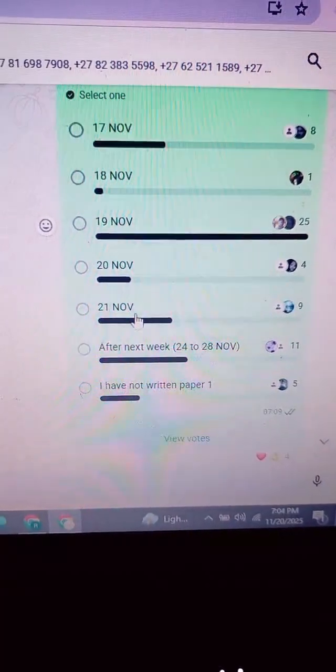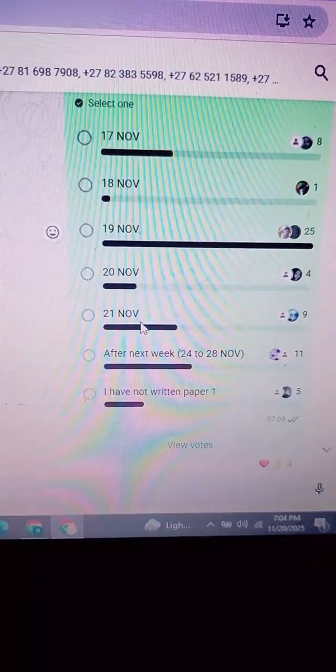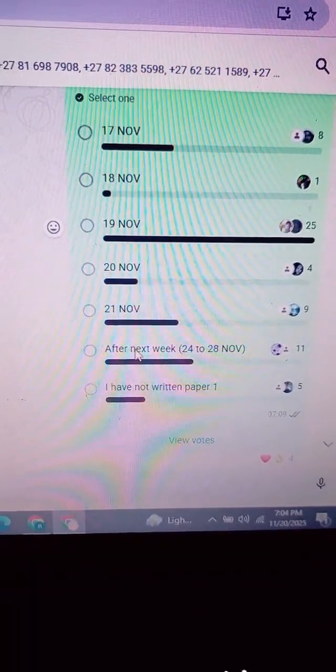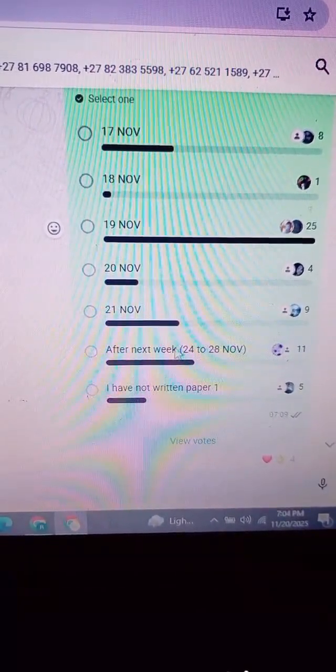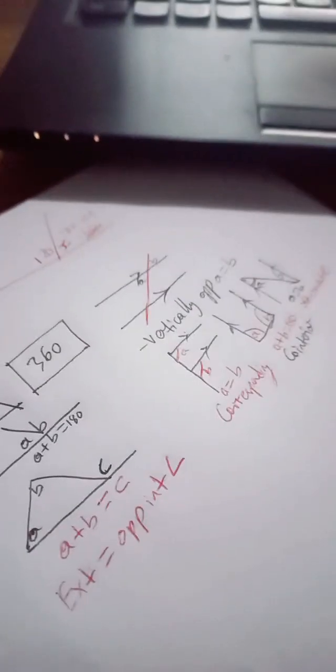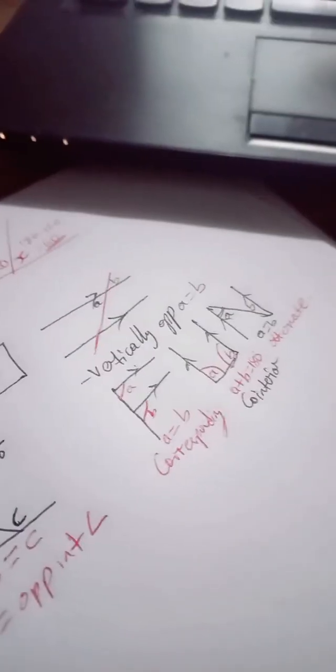2021, which is tomorrow, ne? So 24 next week. Others are writing also. That's why we are here, for everyone, so that everyone benefits. Right. So we are still here.